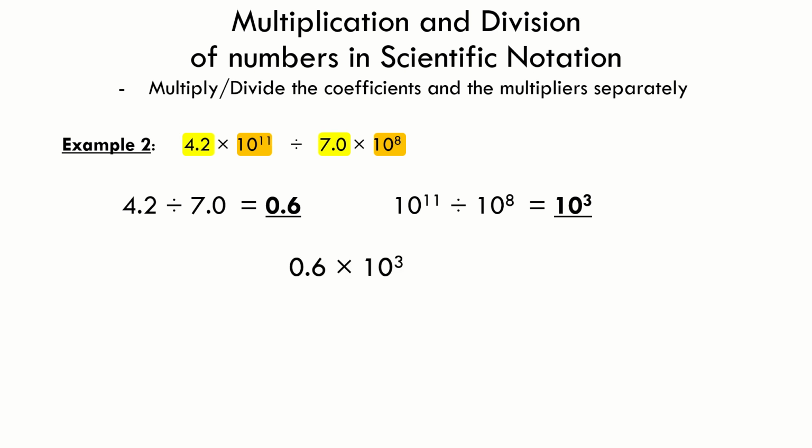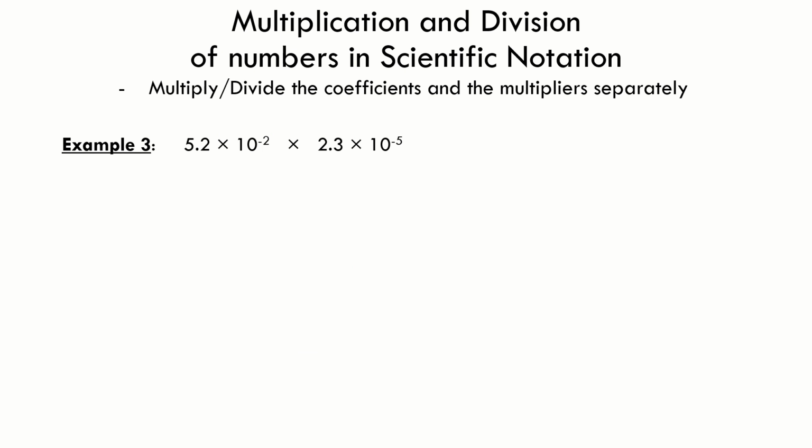Okay? Pagsamahin natin, we have 0.6 times 10 to the 3rd power. At dahil hindi ito naka-proper scientific notation, yung 0.6 palalakihin natin to 6.0 at yung 10 to the 3rd paliliitin natin to 10 squared para mabawi yung adjustment na ginawa.